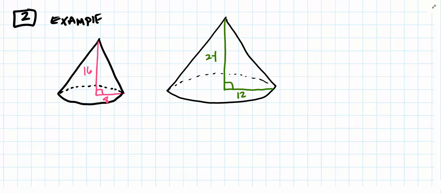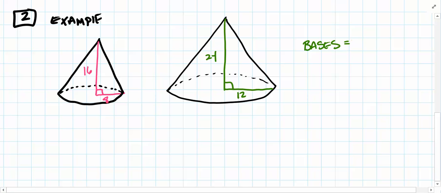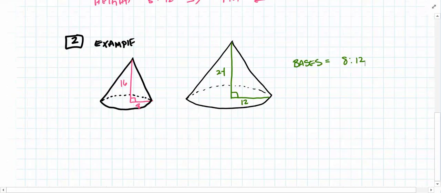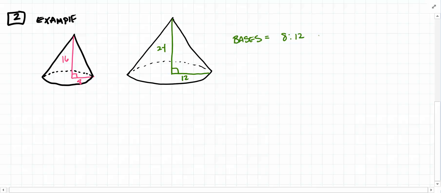Now let's check the ratio of their similar bases. So if I check the ratio, it would be 8 to what? 8 to 12. If I simplify that, what would that give me? Which implies a 2 to 3 ratio.